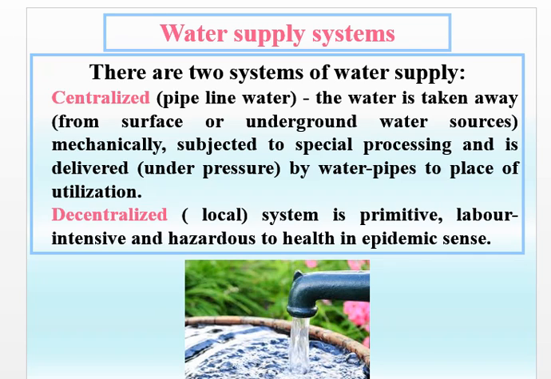The decentralized local system is primitive, labor-intensive and hazardous to health in the epidemic sense. It is presented by wells and springs. At the local water supply, the water is captured directly from the source, a draw well, spring, or borehole, without any processing. At the centralized water supply, the water is taken from a surface or underground water source mechanically, subjected to special processes, and is delivered under pressure by water pipes to the place of utilization.